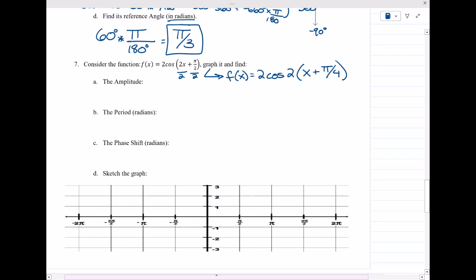The amplitude is the absolute value of the number in front, which is 2. I asked for the period in radians. So the normal period of cosine is what? 360. 360 is degrees. I did ask for in radians, so let's just put 2 pi, that's the normal period of cosine. And if we divide by 2, this means the period's going to be pi radians.